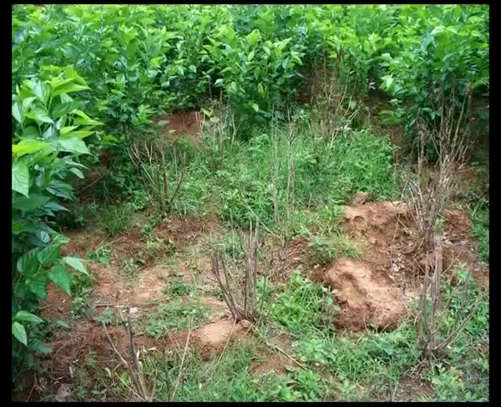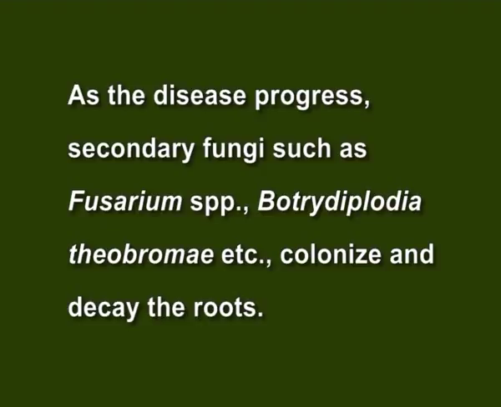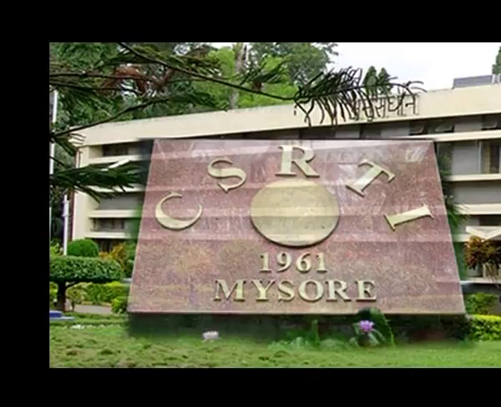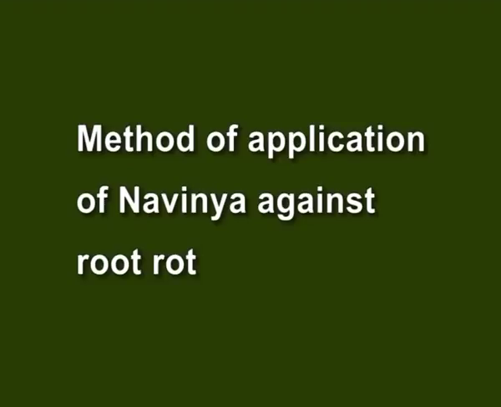The disease initially appears in few plants as isolated patches, which act as infective centers, leading to mortality of well-established plants within a short span. As the disease progresses, secondary fungi such as Fusarium species, Botryodiplodia theobromae, etc. colonize and decay the roots. Management. The earlier methods of using fungicides such as Indofil M-45, carbamates, fumigants, organofungicides as well as Raksha, that is Trichoderma harzianum, did not provide desirable control. Hence, an eco-friendly technology has been evolved at CSRTI Mysore with the invention of Navinia, which contains 80% plant products and 20% chemicals. Method of application of Navinia against root rot.